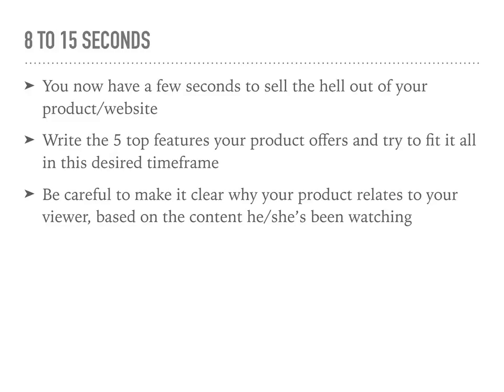But really, you find this by finding a video or a type of video that you want to target, and then knowing your topic, and you can joke a bit about it. But if you don't, then write the top 5 features of your product or offer, and try to fit it all in this desired time frame. So 5 features in 7 seconds.